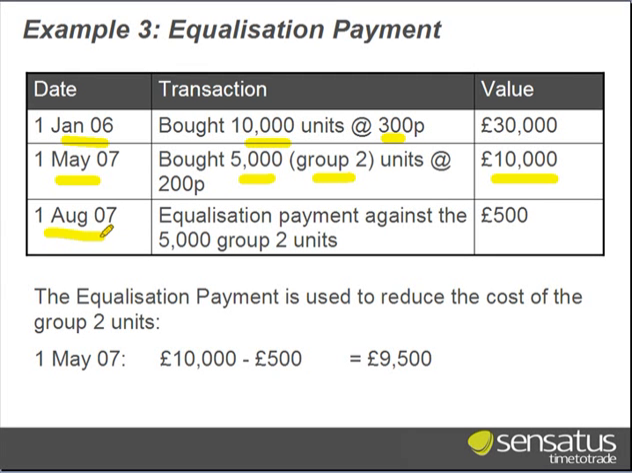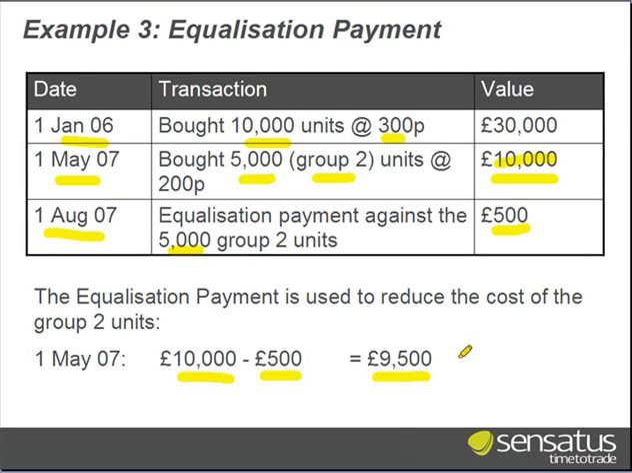On the 1st of August 2007, when you get your statement back from the broker, from your fund, there's a repayment or return of capital. In this case, £500 was returned against the Group 2 units. So as we said, the equalisation payment is used to reduce the cost of the Group 2 units. So reduced from 10,000 less the £500 received, and the cost from the perspective of calculating future gain, etc., is 9,500.